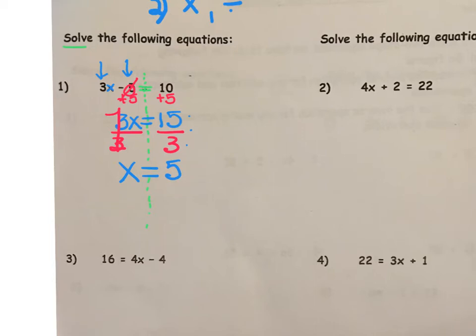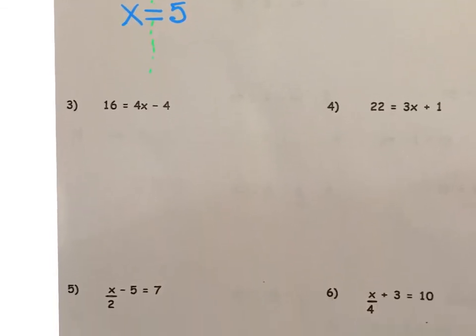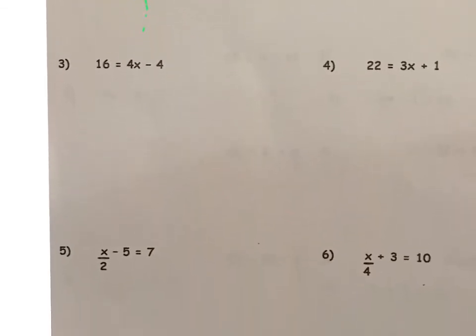Let's move on to problem number 3. We see that in this case, the x is on the right side. Our unknown or our variable lives on the right, but that's okay. Let's go forward and solve for x. We will isolate the x variable on the right side of the equation.